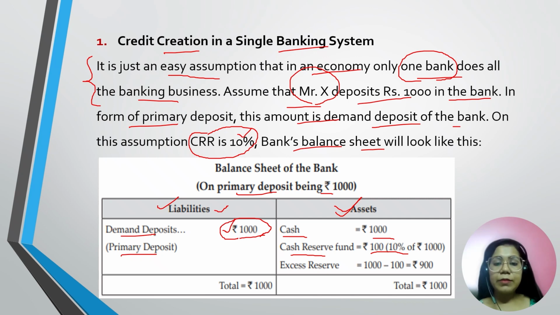The remaining amount will be what? They will be the excess reserves. So 1,000 rupees minus the 100 rupees, which is the 900 rupees, is the excess reserves. We can see that the total, in the liabilities case and in the assets case, is the 1,000 rupees. Now we know that this excess reserve, the 900 rupees, can be used by the bank to create loans or to create credit. So let's see that in the next slide.